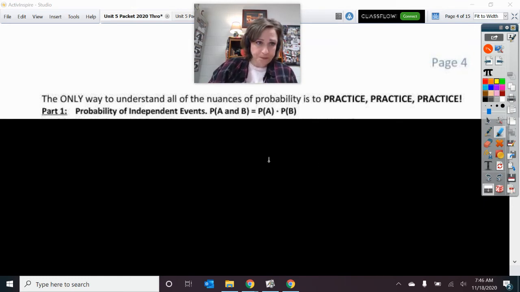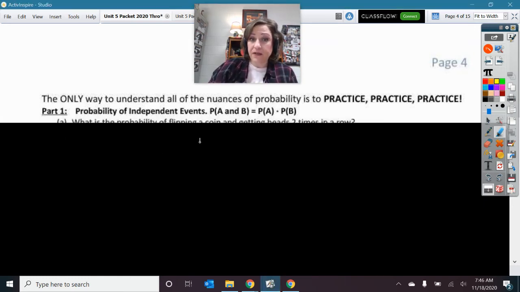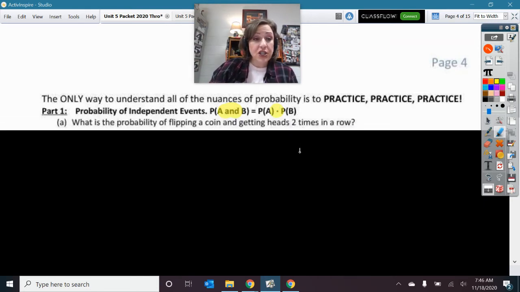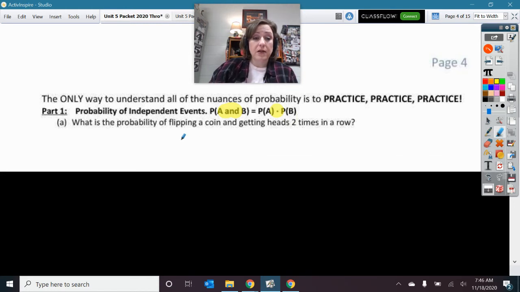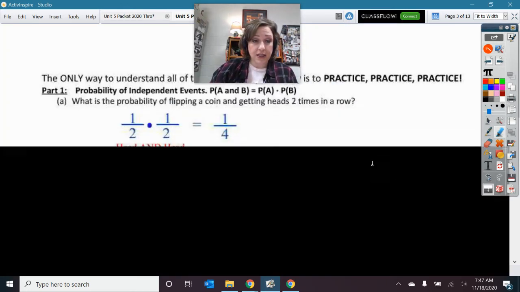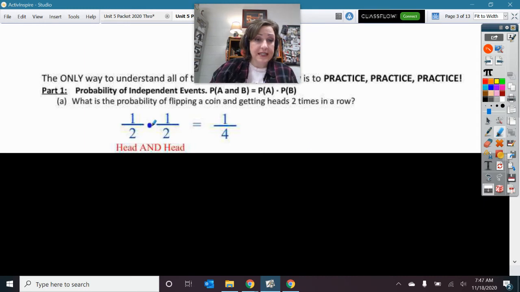Okay, here we go. So the probability of independent events, that's what we're talking about today, is the probability of this and that. Those two probabilities will multiply together. So the probability of getting two heads in a row is the probability of getting heads and the second one's a heads, so that's half times half. So that's how you get your 1/4. And I'll just come on over here and do that. And it looks like that. See, this "and" is your multiplication.